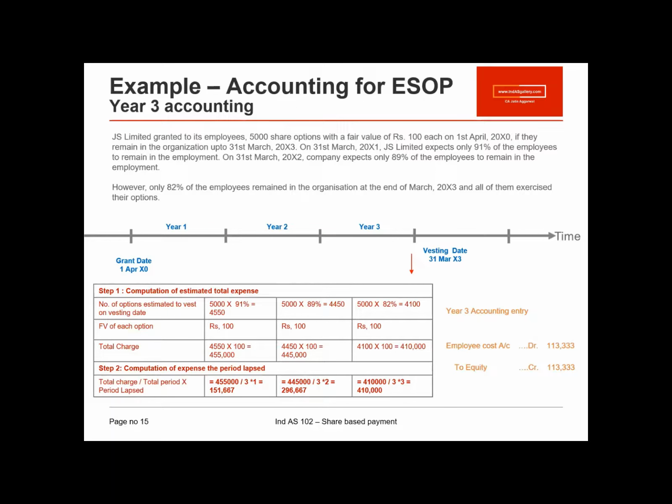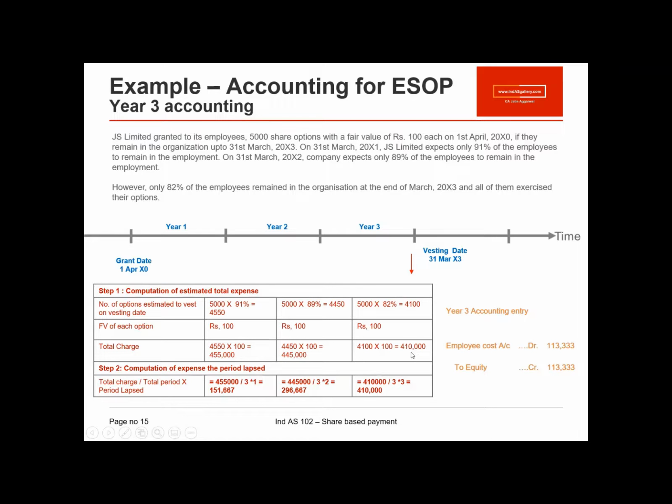Now, let's look at accounting as at end of year 3, which is also the accounting as on the vesting date. As on the vesting date, you actually get to know how many options are to be issued. In this example, it is 82% of the employees who have satisfied the service condition. So my actual number of options to be issued in this scheme is 5,000 multiplied by 82%, which is 4,100 options. Will I change the fair value of each option? The answer to this is no, because it's an equity settled scheme.